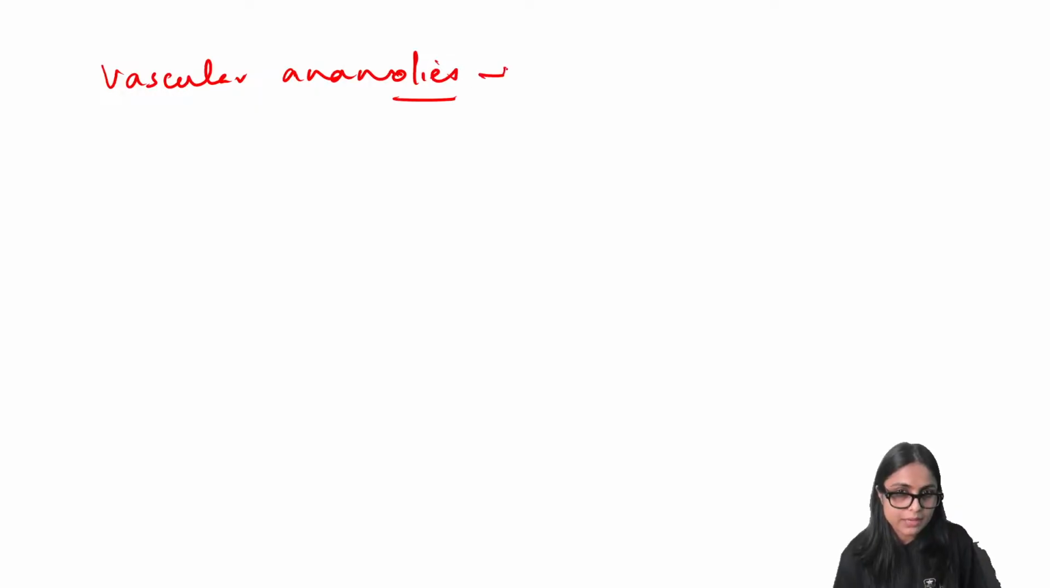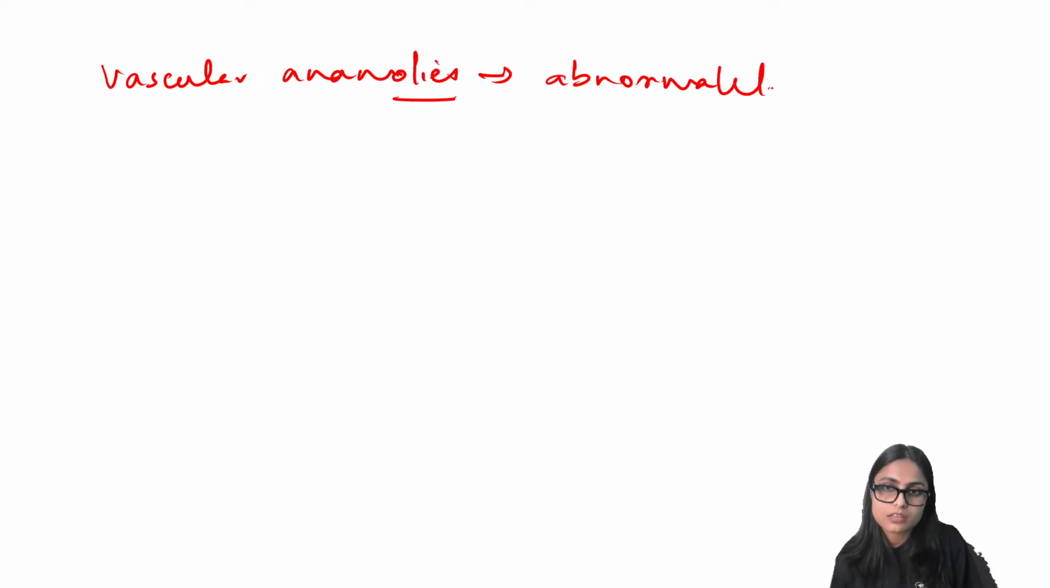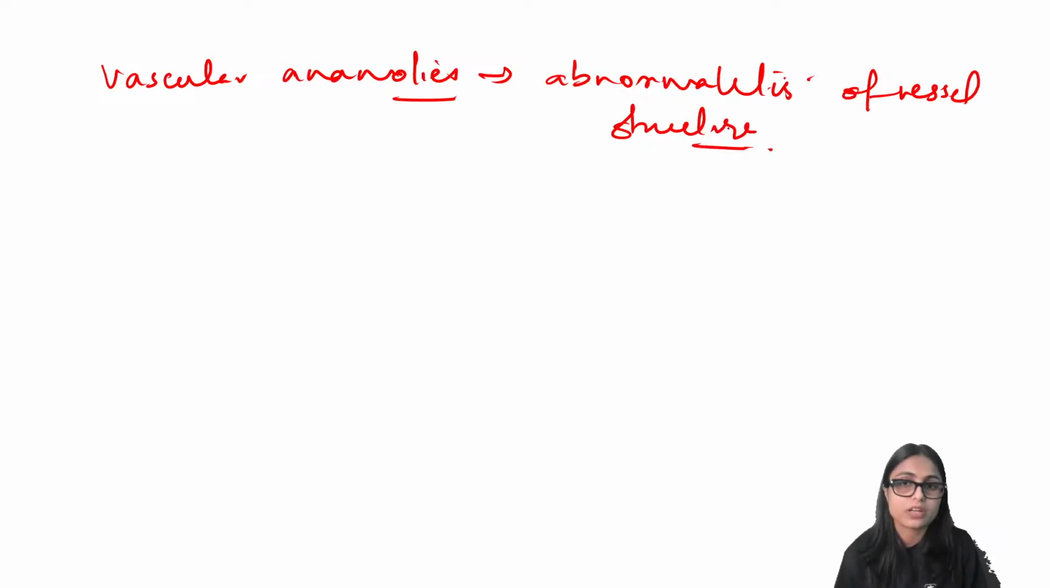Okay. You must have heard of vascular anomalies. In this also, I am going to tell you the most important points. So please write it down or remember. All right. So, what are vascular anomalies? They are abnormalities of vessel structure.